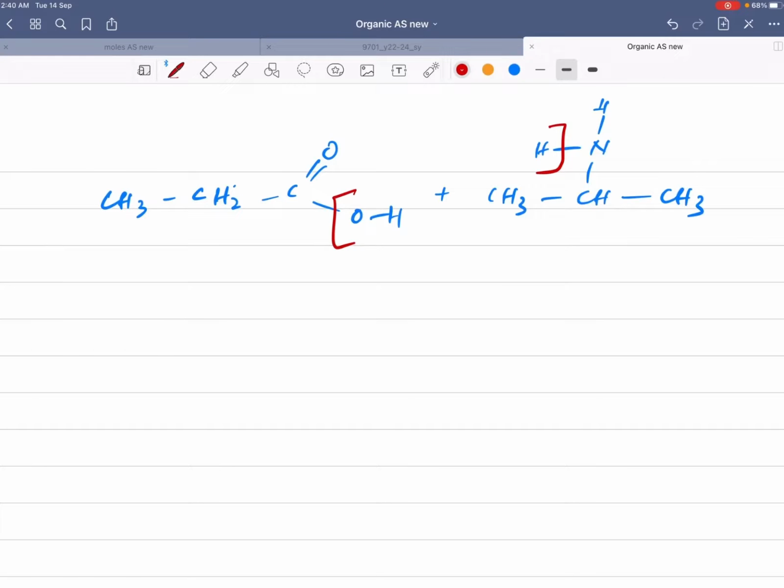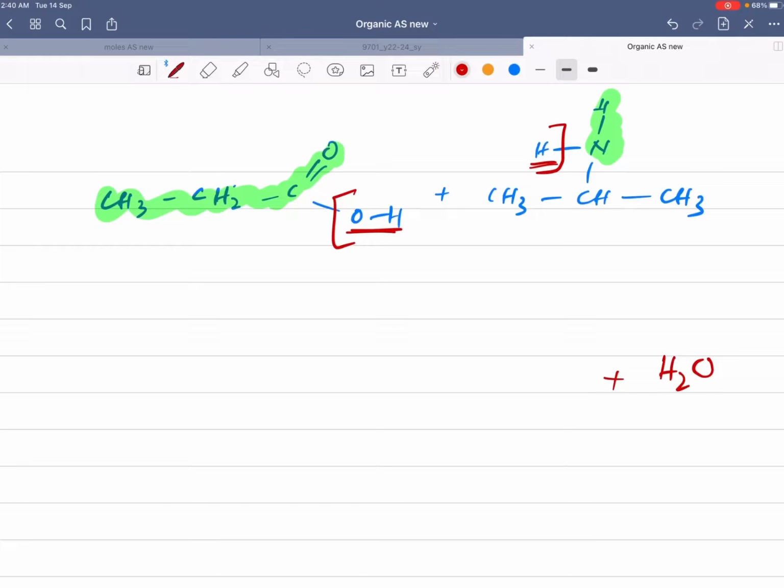We have to lose water. A condensation reaction is the loss of a small molecule, and both molecules combine with each other. Most of the time that small molecule is water. So the acidic part will lose OH and the amine part will lose H, giving water, and now we have to combine these two parts. The C double bond O carbon will be combined to this nitrogen.